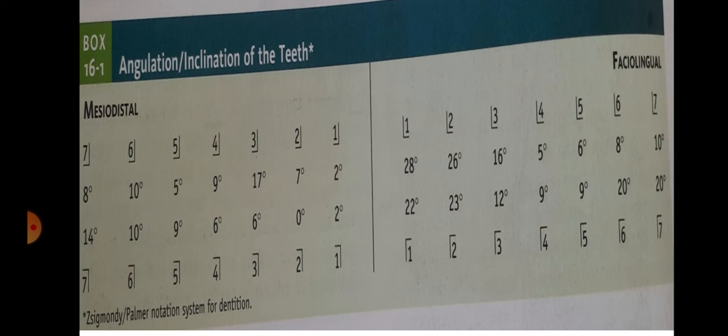And faciolingual inclination of the mandibular left central incisor it is 22 degrees. For lateral incisor 23 degrees. For canine 12 degrees. For first premolar 9 degrees. For second premolar it is 9 degrees. For first molar it is 20 degrees. For second molar it is 20 degrees.